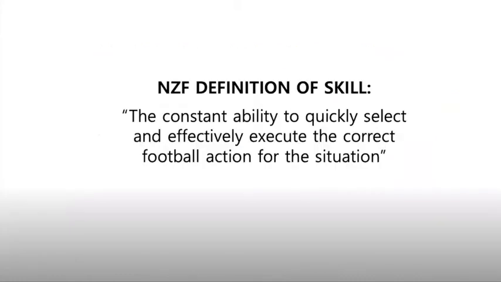So this is quite wordy. This is the New Zealand Football definition of a skill. So for a technique to become a skill, you have to be able to consistently do it in a game situation. So as an example, a player can dribble around the cones, but then struggles to transfer it into the game.